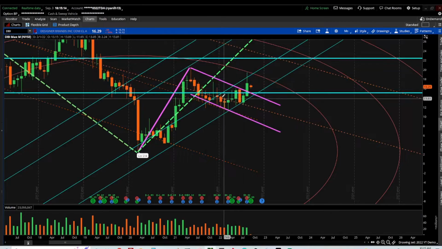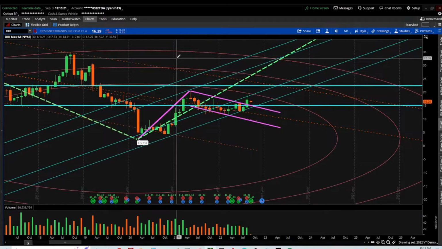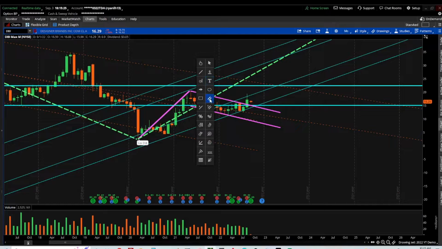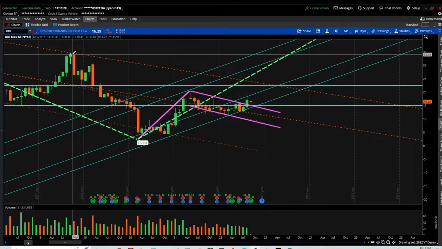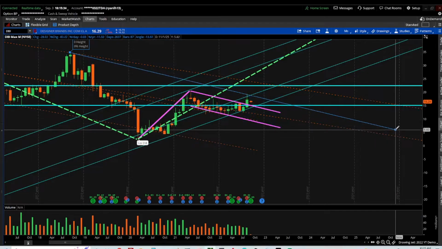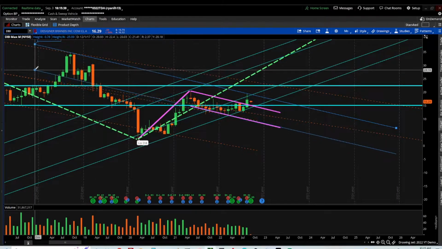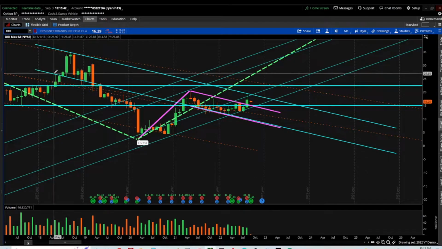So we have the bull flag break right here. So let's look at this. I'm just going to remove this for now to make it a little clean. We're going to do the channel selection, and we're going to go from this high point to this high point, because this is acting as resistance. And then I think this is a good channel to watch.